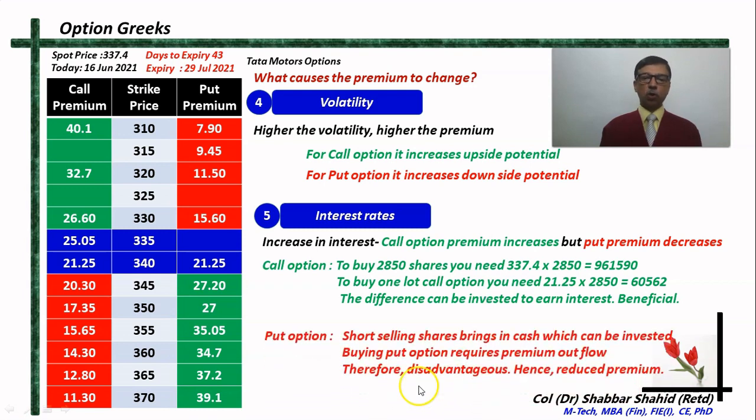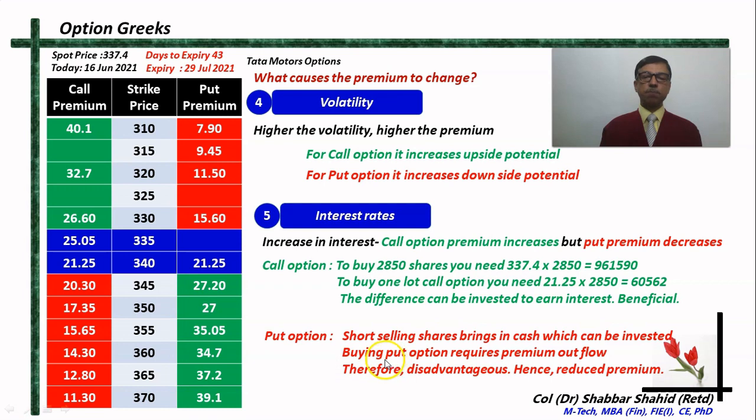And now coming to the put option. Why does a person buy a put option? Because he wants to sell at a higher price and then repurchase at a lower price. That is the purpose of a put option. So if you actually sell the shares, 2800 shares, at 2850, then it will bring into your hands 961,000 in cash. All right, that money can be invested to earn some interest.